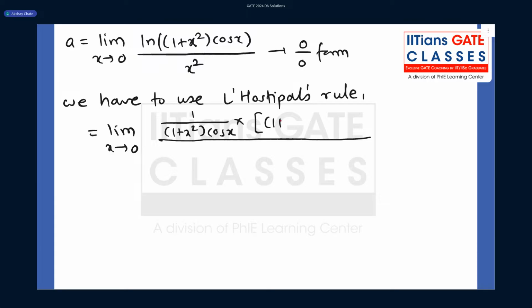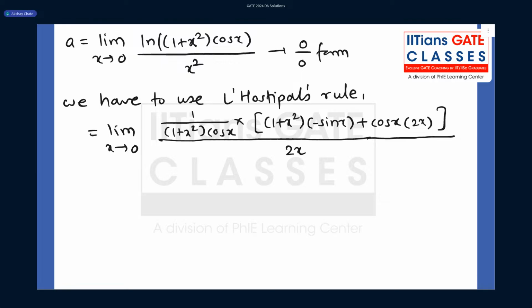So that will be, let's say you keep the first term as it is, then you differentiate the second one, which is cos, derivative is minus sin. Then you keep the other term as it is and differentiate the other one. So that will be 2x. So this is the complete derivative of the numerator. And in the denominator, it's straightforward. It is 2x.